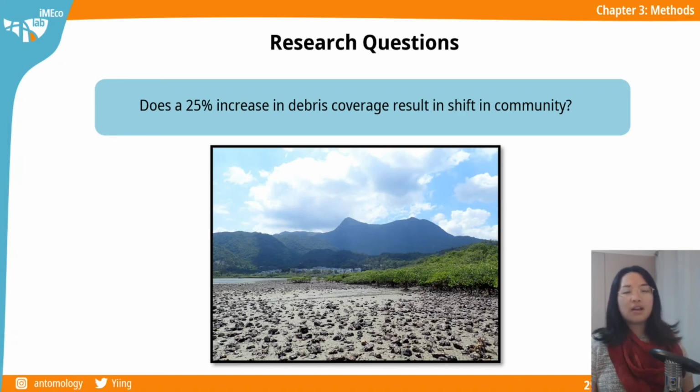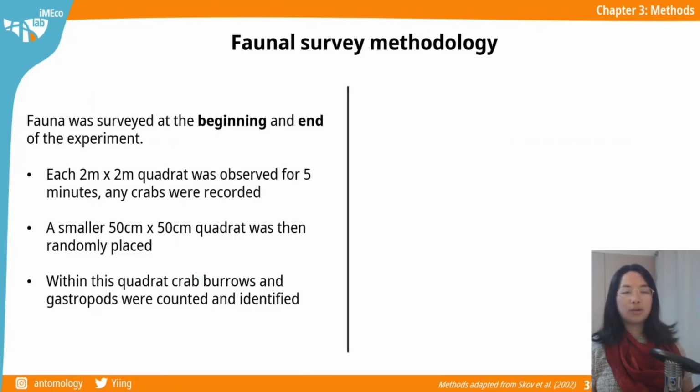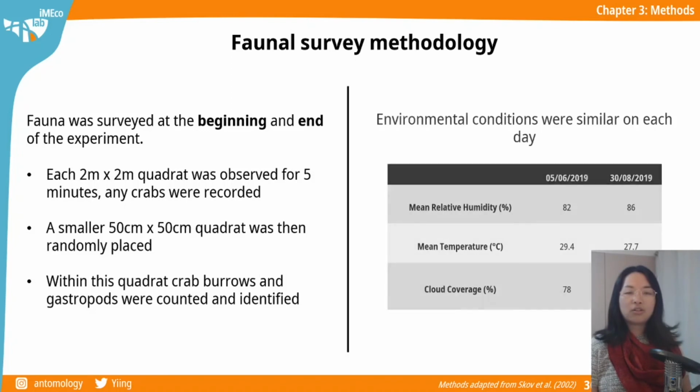So does a 25% increase in debris coverage cause a shift in community? That's what I wanted to know. To do that, I needed to do a fauna survey at the beginning and end of the experiment. I surveyed my crabs and snails, with the help of my lab, really. They were pivotal for me to finish this experiment, so they were really helpful. We used methods derived from Scovet et al., that we've been using across Hong Kong.